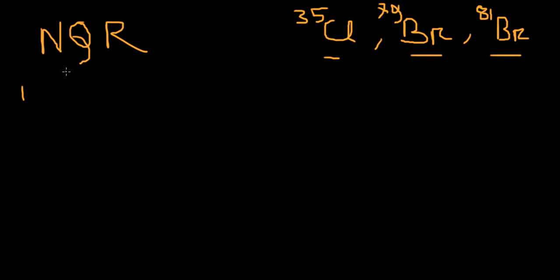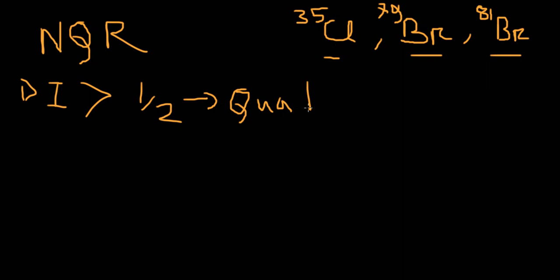So let's get started. NQR actually happens when the I value is greater than half, which is the nuclear magnetic quantum number. For example, in these three isotopes, the I value is greater than half. So when the I value is greater than half, a quadrupole is generated. There is a quadrupole moment.